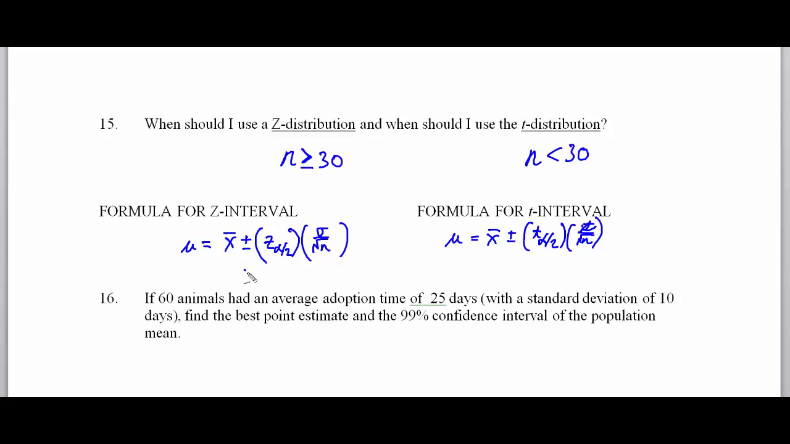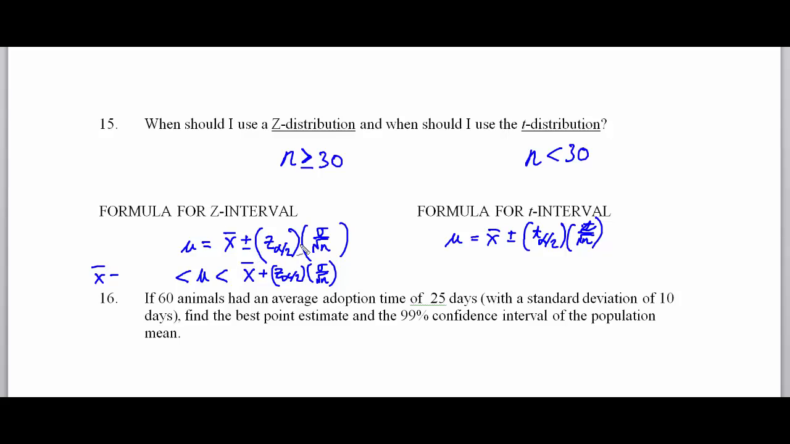Now the way that the book gives this formula, and I want to show it to you for the z formula, you can start to see that this formula is going to actually have some symmetry to it. On one side you have x bar plus z alpha divided by 2 multiplied by lowercase sigma divided by the square root of n, and that's where mu is going to sit between that spot and the spot where the x bar is being subtracted instead of added.